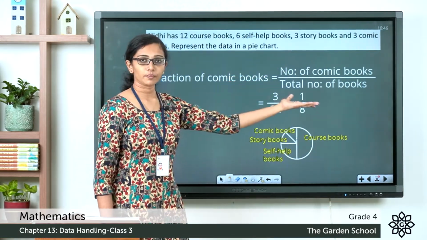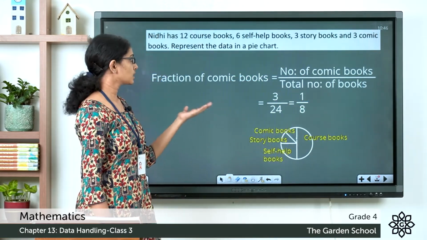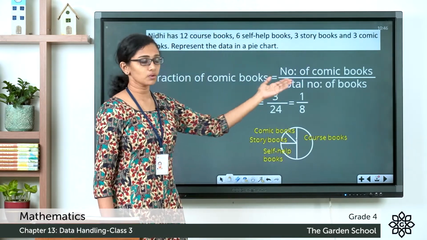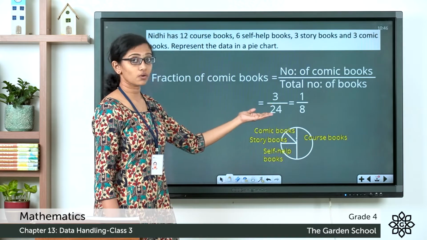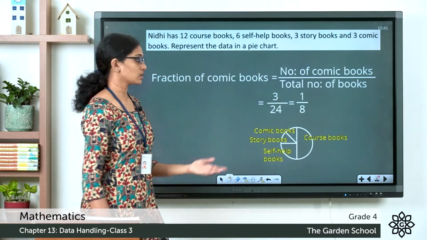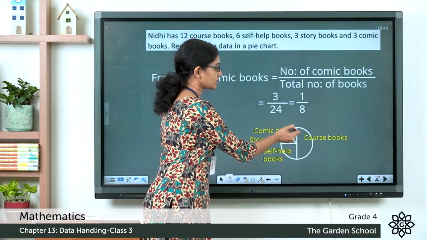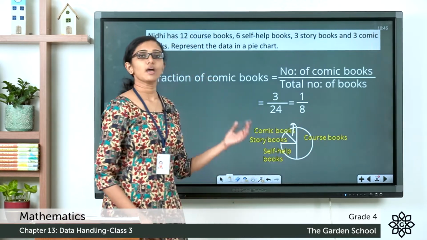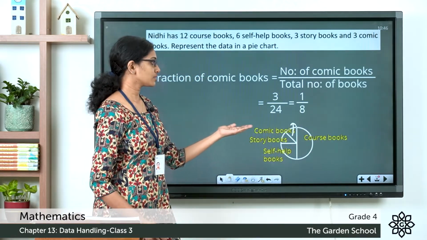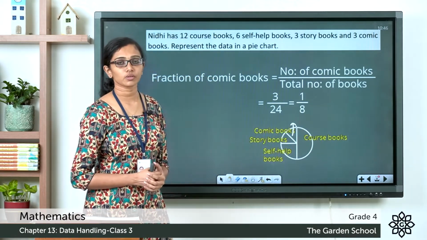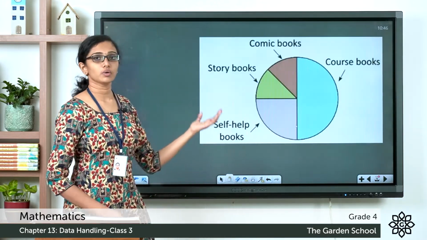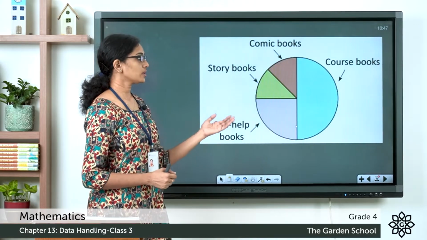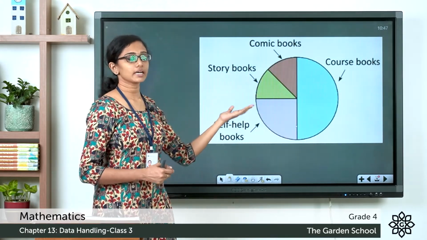There are 3 comic books and the fraction of the comic books is equal to the number of comic books divided by the total number of books. That is equal to 3/24, and again it is 1/8. So the remaining 1/8, this part, let's mark as the part which represents the fraction of comic books. So this is how you make a pie chart. So the final pie chart will look something like this, and you can color each sector with a different color.